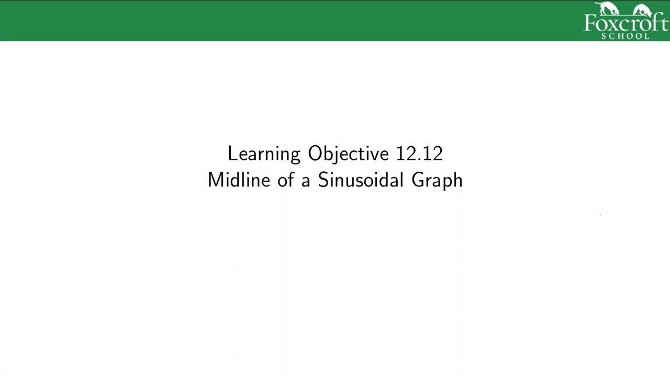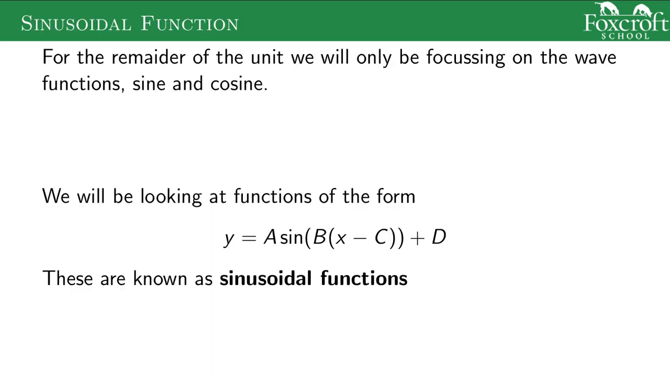In the previous learning objective, we looked at all 6 trig functions and their graphs, just so we can see what the basic graphs look like. But for the rest of the unit, we're just focused on sine and cosine, and we're going to do what are called sinusoidal graphs. So you can see it starts off with our sine. It's just graphs related to sine and cosine.